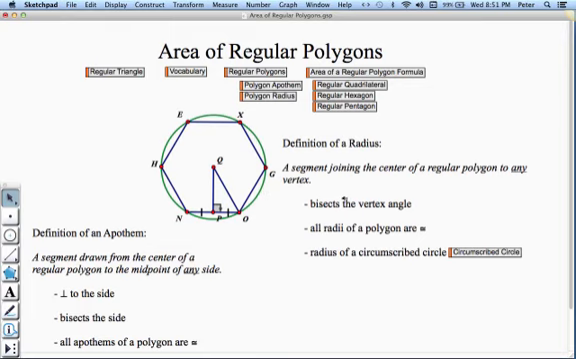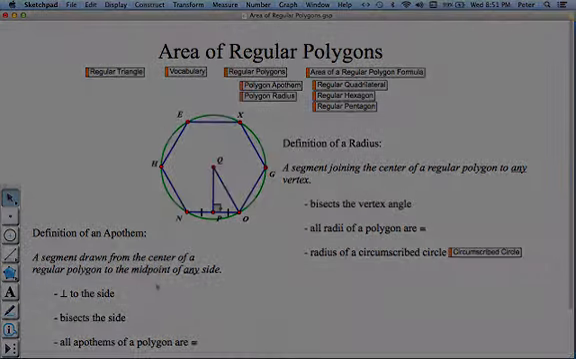Okay, make sure that you have all of these properties of a radius in your notes, along with all the properties of the apothem. If you haven't, stop the video, rewind, and make sure you have all those in your notes. Okay, let's take a look a little bit at how we're going to find the area of a regular polygon using this apothem.